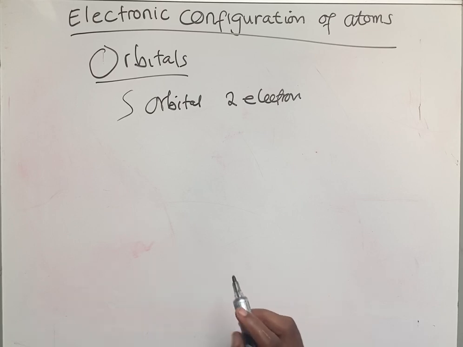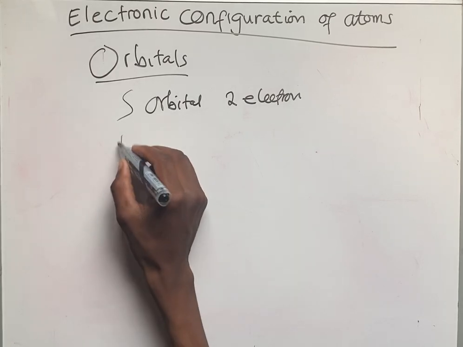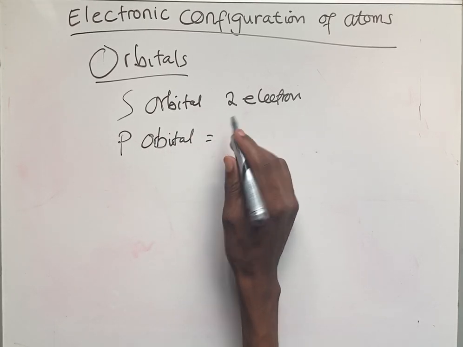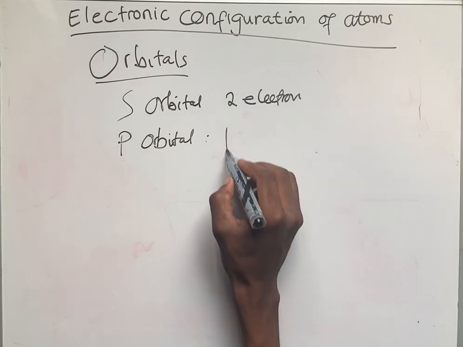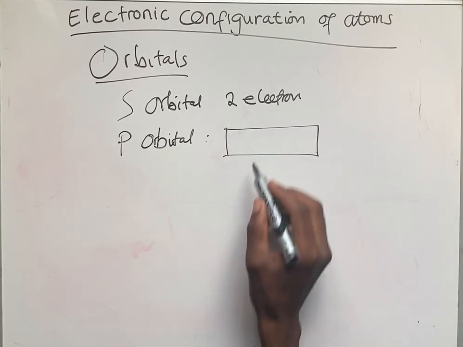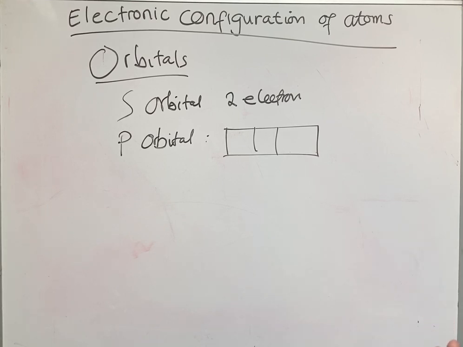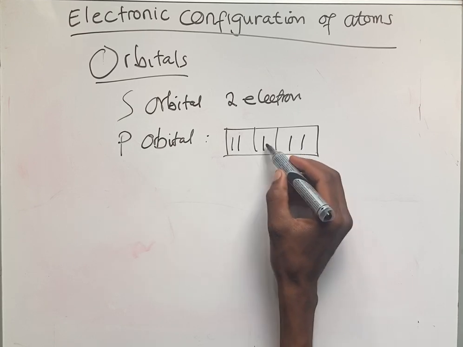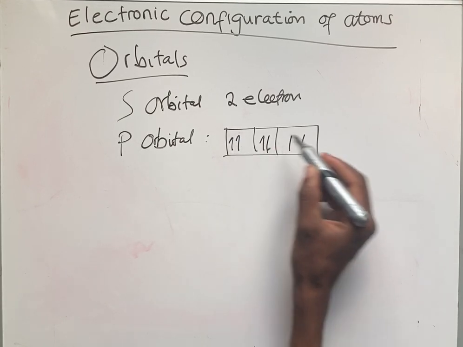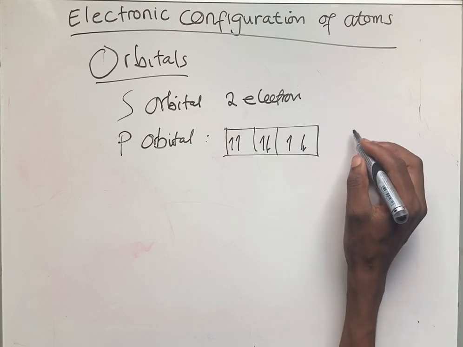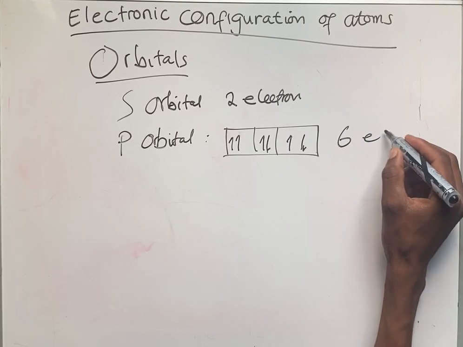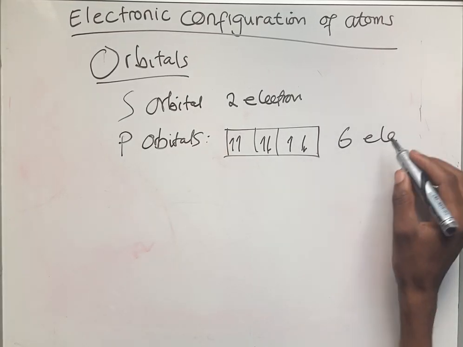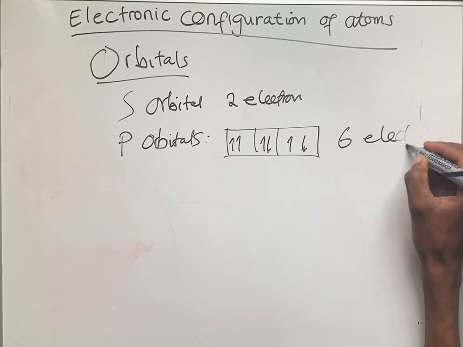Apart from the s orbital, we have the p orbital. The p orbital has 3 suborbitals, which each contain 2 electrons. Which means that the p orbital can accommodate 6 electrons. So the p orbital contains 3 suborbitals which can accommodate 6 electrons.